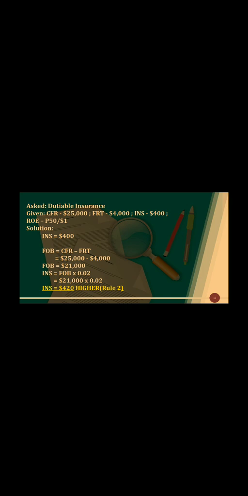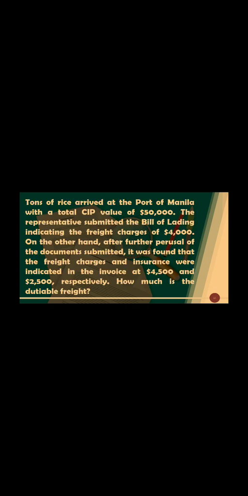Since the given is CFR, we need to get first the FOB. To get FOB, we need to subtract freight from CFR. 25,000 pesos minus 4,000 pesos, the FOB is $21,000. And insurance, FOB times 2%, that would be $21,000 times 0.02. The computed insurance is $420. Whichever is higher of the two is the computed insurance, which is $420. That falls under rule number 2.